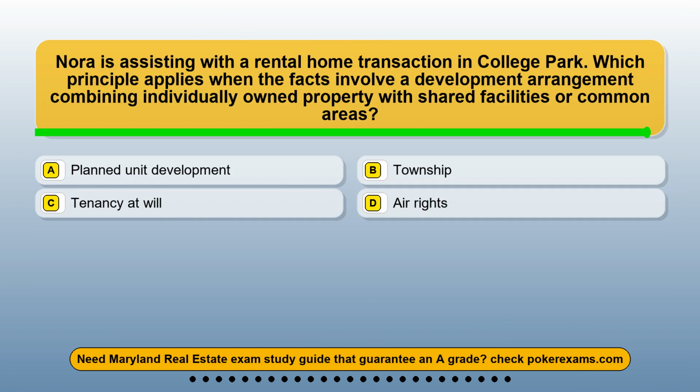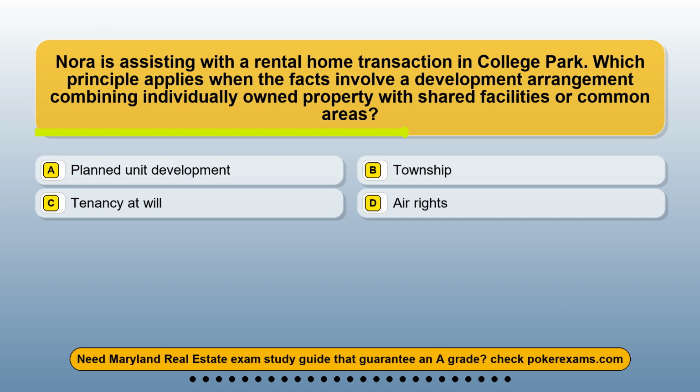Question 14. Nora is assisting with a rental home transaction in College Park. Which principle applies when the facts involve a development arrangement combining individually owned property with shared facilities or common areas? Option A. Planned unit development. Option B. Township. Option C. Tenancy at will. Option D. Air rights.